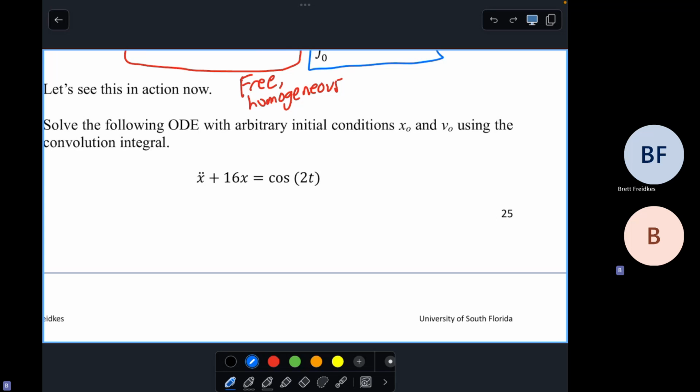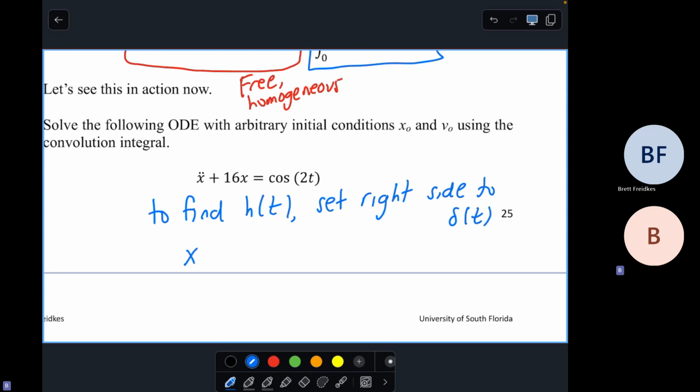That's more what I'm thinking about. What'd you say, Char? Not 1, delta. So to find h of t, set the right side equal to delta. Do we understand why? H of t is the impulse response due to the Dirac-Delta function. This is a property of the system and has nothing to do with the actual force in this problem. So I replace that force with delta of t.